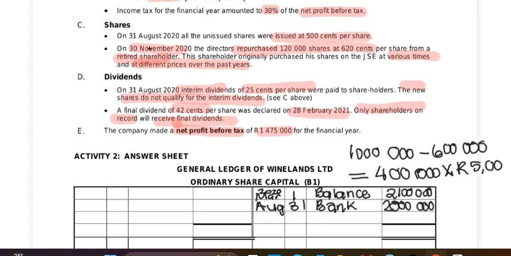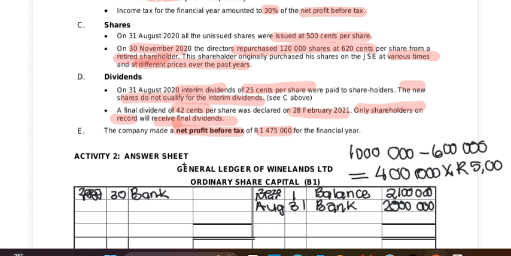Okay, then on the 30th of November 2020, we bought back shares from a retired shareholder. I told you these shares were bought at various times and at different prices over the years. So that means we don't know what the original cost is. When we don't know the original cost, which is almost always, we're going to have to calculate the average price.